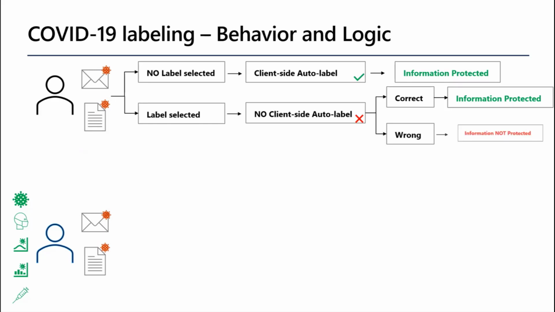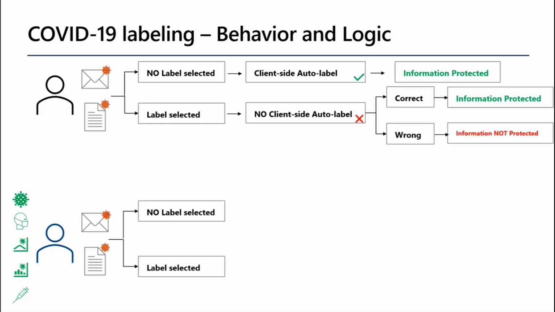But what if the label was incorrect, as in the user applies the label general instead of highly confidential label? Well, in this case, the information is not properly protected, and we have an issue here, as the client-side auto label will not kick in and correct the label. But let's park this issue for now.